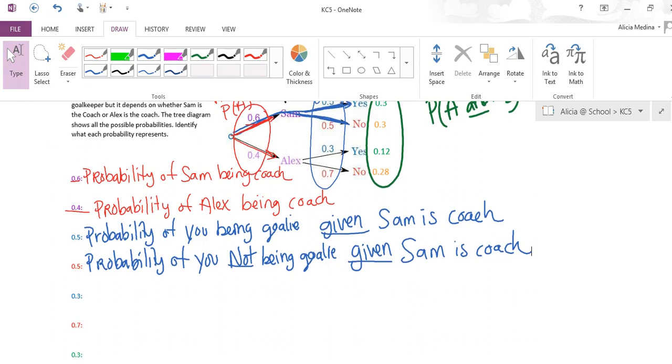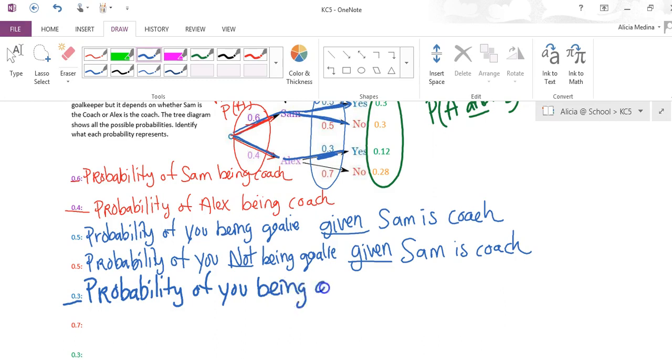Alright, next one. I see that 0.3 now. I'm still in that column of blue though. So I'm going to keep going with the blue because now I see this 0.3 and that's at this place right here. So how did I get there? What happened before? Well, Alex is the coach now and now I am goalie. So the probability of you being coach, or I'm sorry, you being goalie, given what happened before. Well, given that Alex is coach.